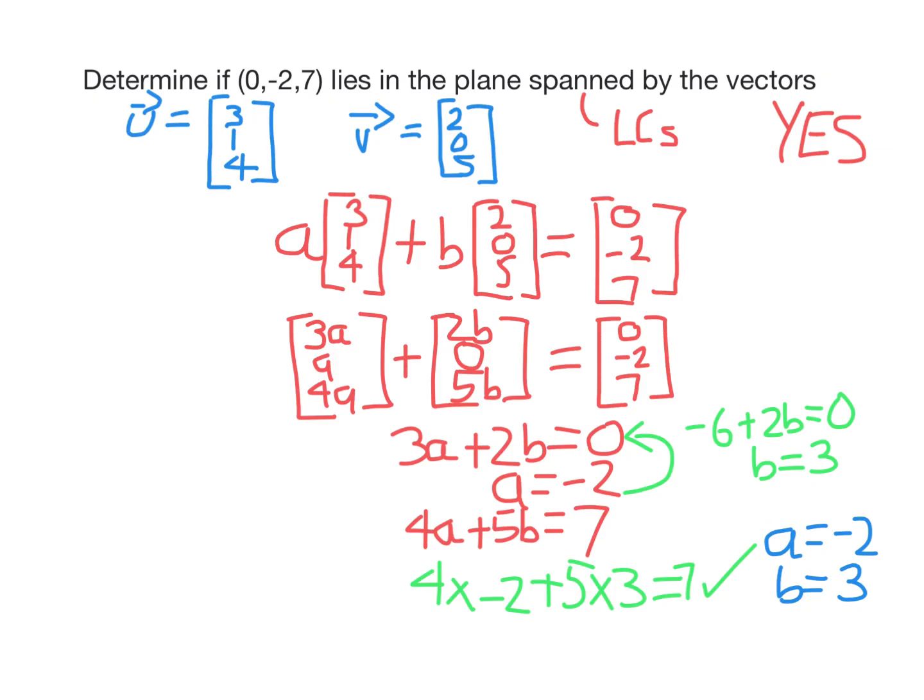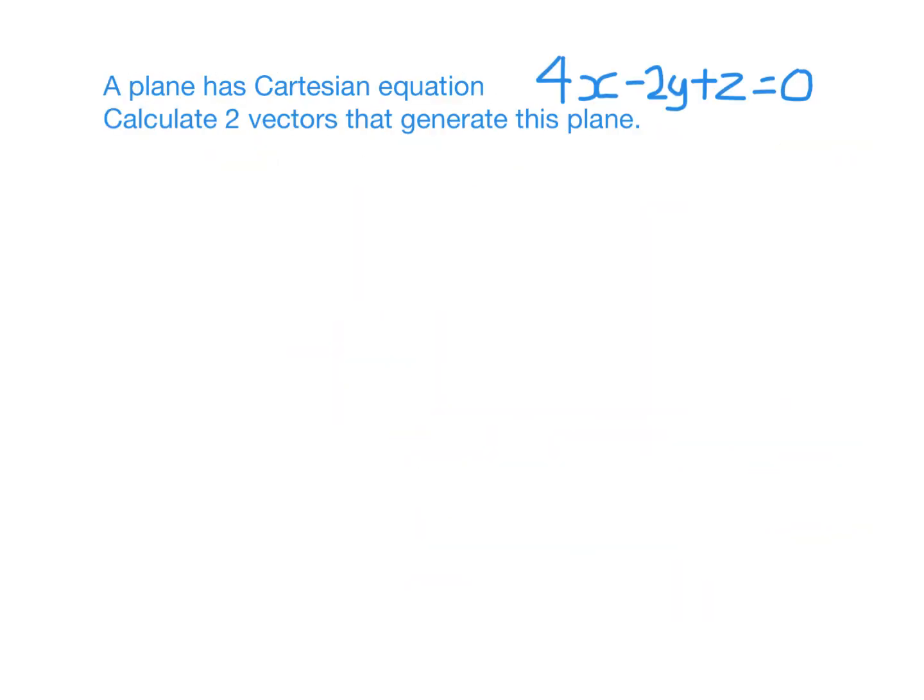All right, let's look at another example. So here we have a plane and its Cartesian equation. Now note, if I substitute x, y, and z for 0, I get a true statement. This is a plane that passes through the origin. So what that means is I will be able to find two non-parallel vectors that generate this plane. In other words, this plane will be the span of two non-zero and non-parallel vectors.